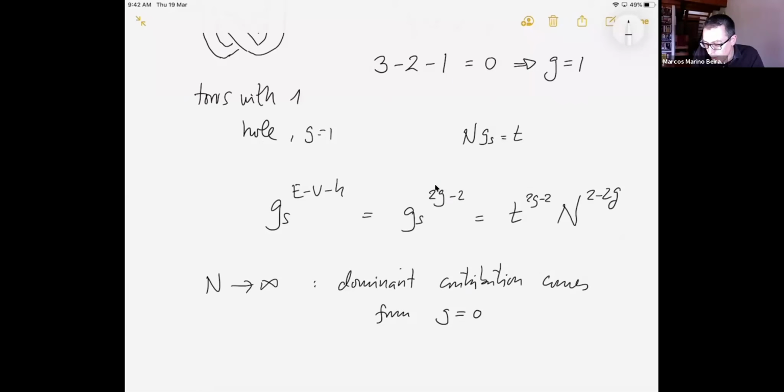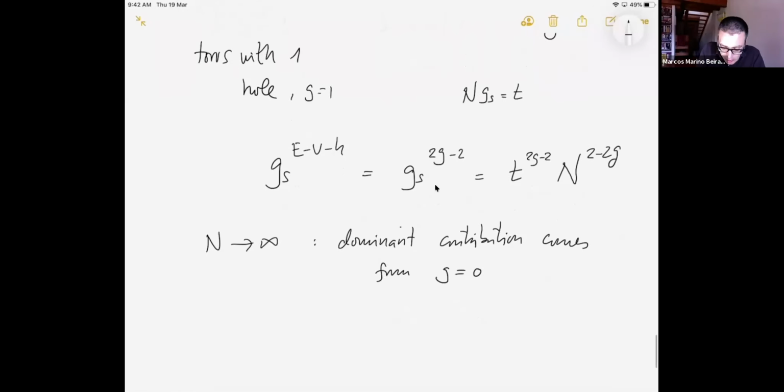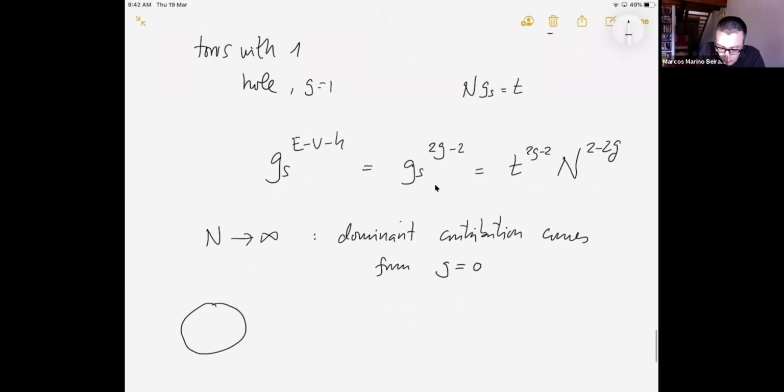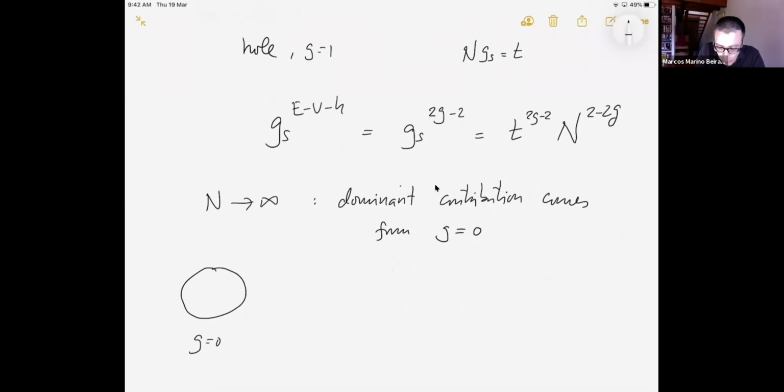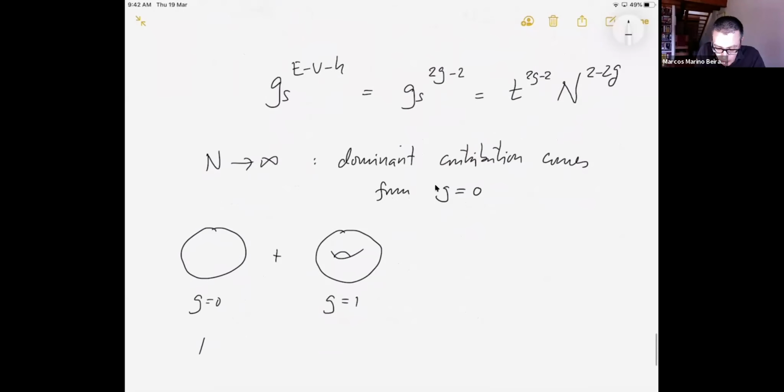So higher genera are going to be suppressed. You have a hierarchy in which spheres give you the main contribution, spheres with holes. Then you will have tori with genus 1, which gives me a power of n to the 0, and then you will have the contribution of genus 2 Riemann surfaces, and this will be already suppressed like n to the minus 2, and so on.